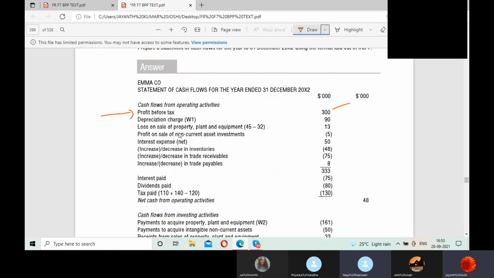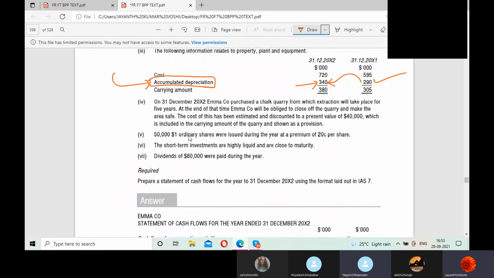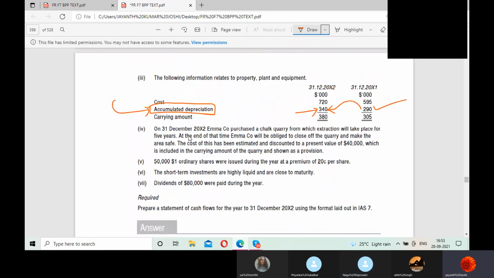So most probably, again, there is some adjustment. We'll see. Emma company purchased a chalk quarry from which extraction will take place for 5 years. At the end of that time, Emma will be obliged to close off the quarry and make this area safe. The cost of this has been estimated and discounted to a present value and shown as a provision.